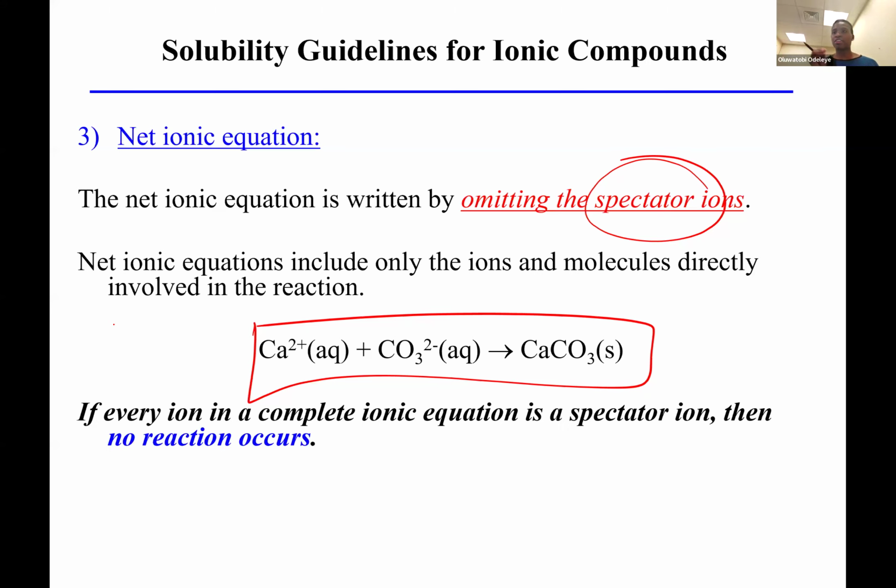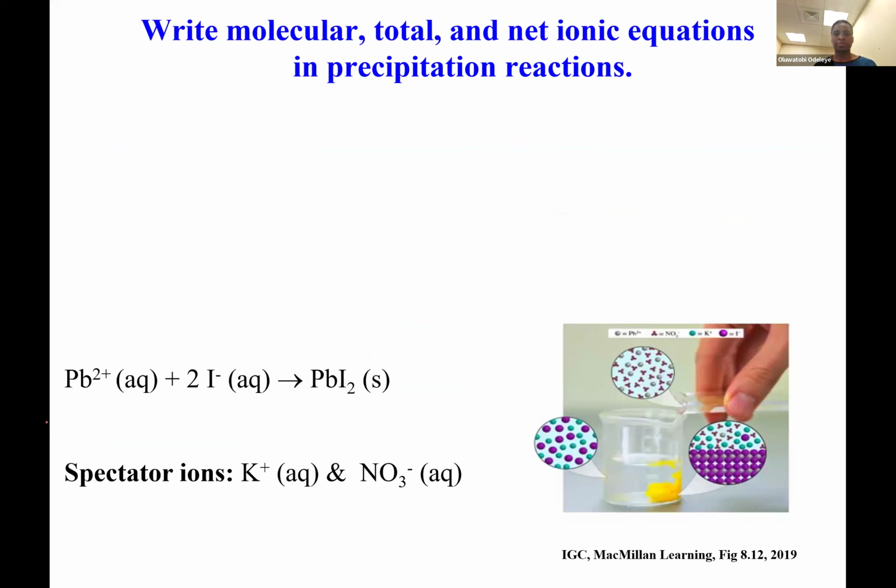If every single ion is a spectator ion in a reaction, we would say that in a precipitation reaction, no reaction occurs, because the ions that we start with, we're ending with them. No reaction has happened. Okay. All right.